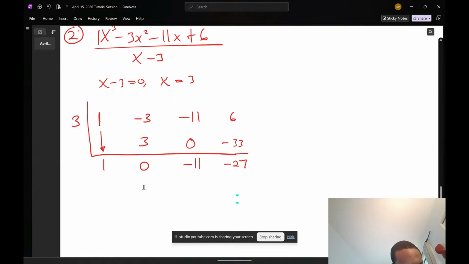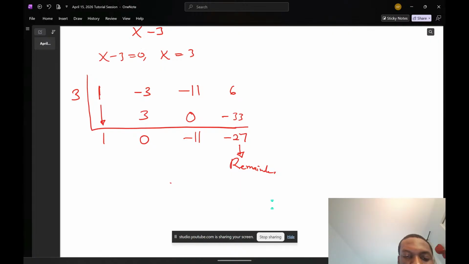So now if you want to write out the answer, we're going to write it like this. This one will be the remainder. Okay. So we can say that x minus 3 is not a factor of x cubed minus 3x squared minus 11x plus 6. So if we write it from the back, this will be minus 11. This will be 0x. And this will be x squared. So our answer, we can write it as x squared minus 11. Okay, so that will be the answer.